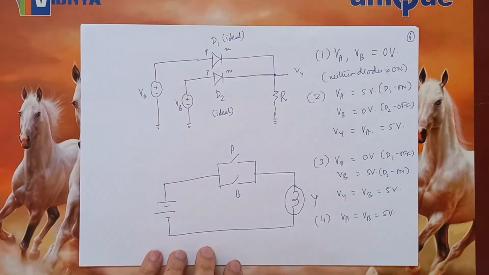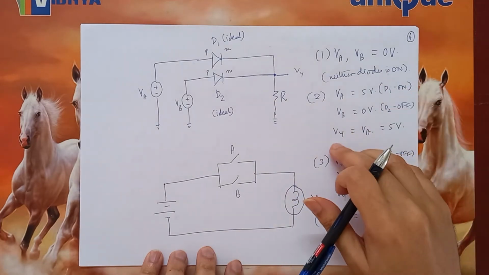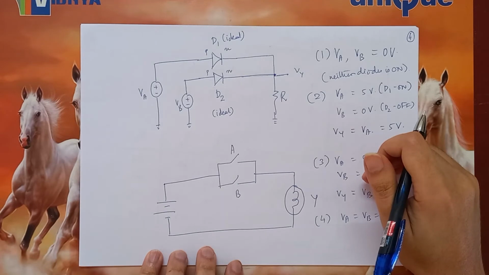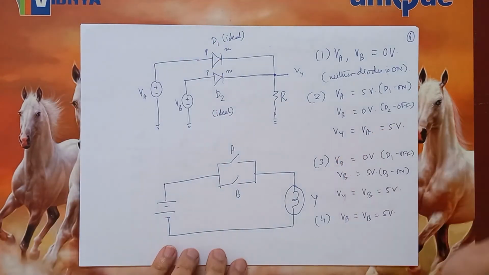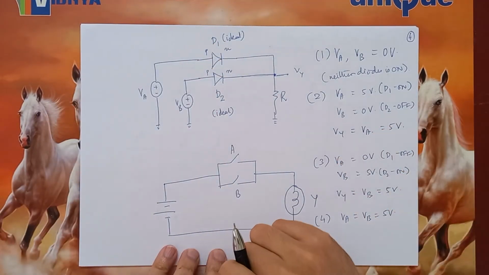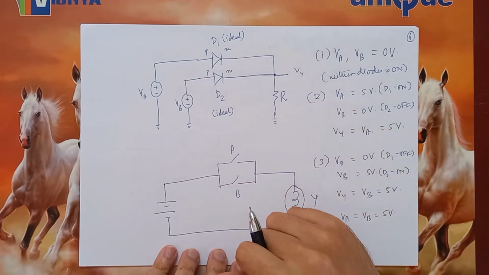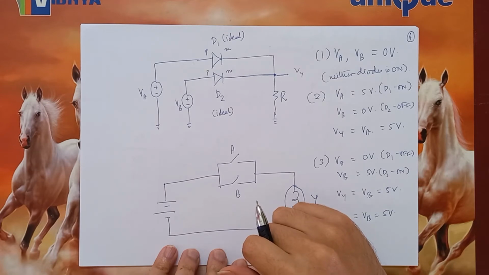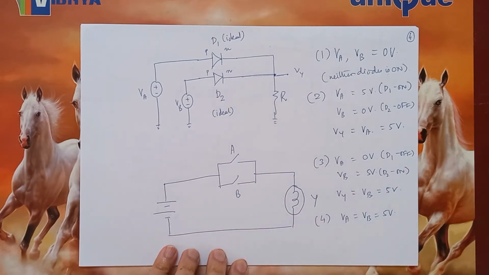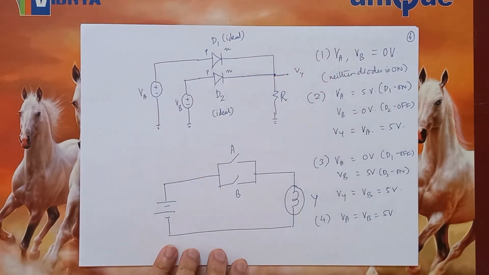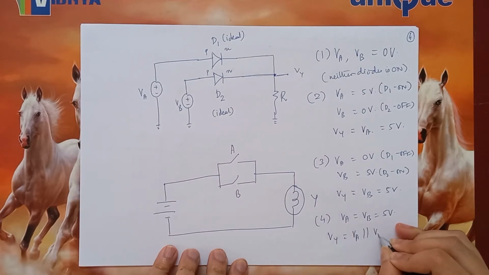Well, in this case, both D1 and D2 are going to be forward biased. So therefore, we will indeed see VA and VB in parallel, because now D1 and D2 will act like closed switches. Therefore, Vy will essentially see VA and VB in parallel. So Vy will be the parallel combination of these two voltages.